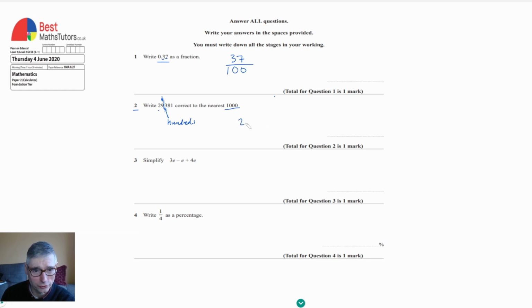So it becomes 29,000, and we write zeros as placeholders just so that the 9 remains in the thousands column. So that's question 2 done.